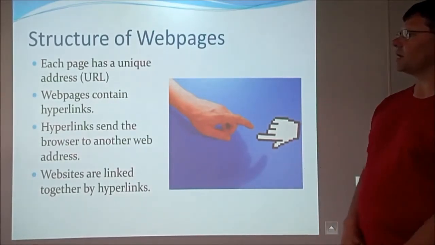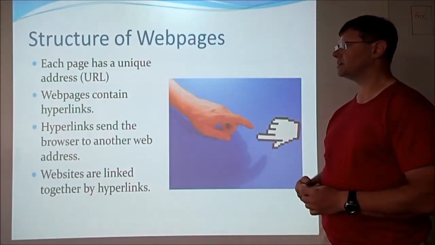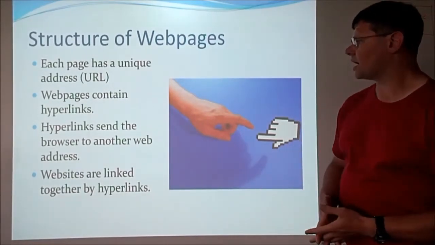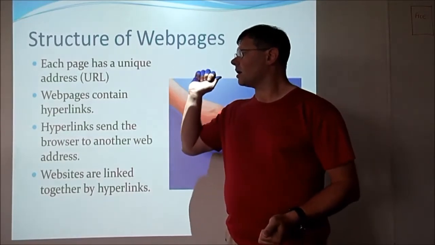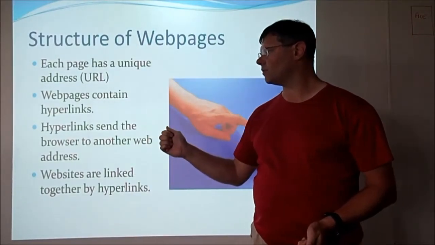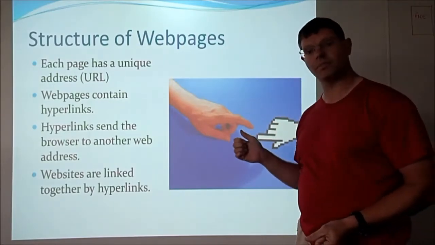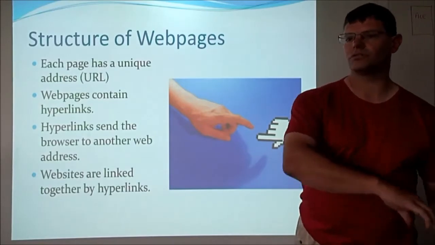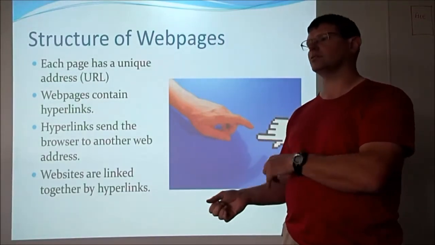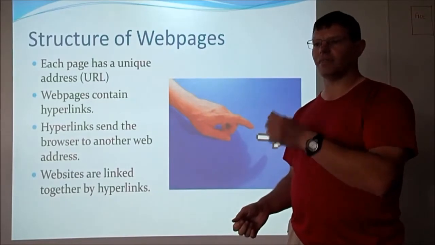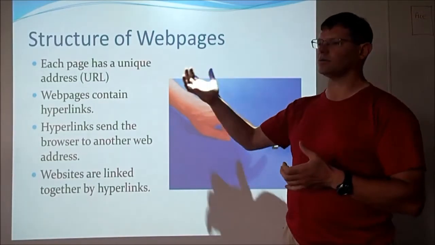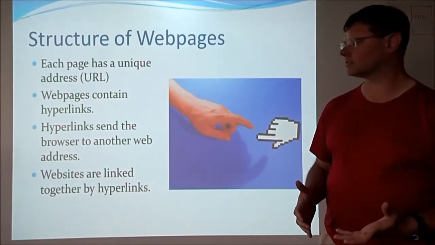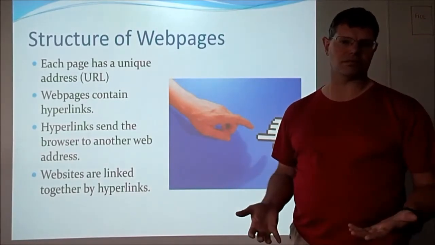Structure of web pages. Every single page has a unique address or URL. That's the www.google.com bit. All of your web pages that you have on a website will have hyperlinks on them. Hyperlinks are things that you click on, and when you click on them, they take you to another web page. So you click on it, your browser says, right, that's a hyperlink. That means I now need to go to this URL or this web address, and it will take you to a different page. And then all of your websites are all linked together using those hyperlinks.